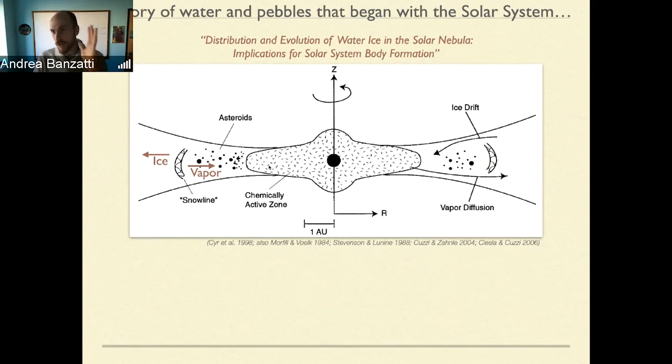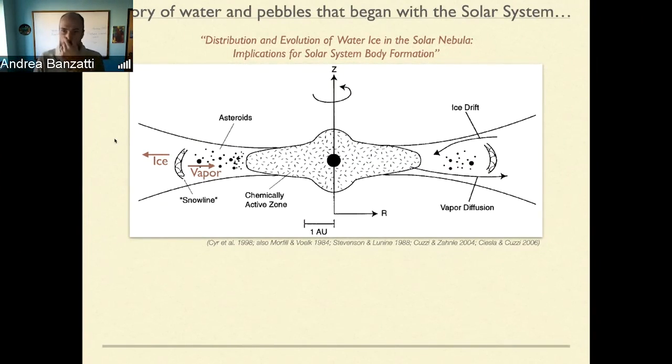Then there is a hotter, even closer region to the star, identified as being very chemically active. And on this side, we can see some fundamental dynamical processes. In particular, the drift of icy particles from the colder outer disk all the way to inside the snowline. So ice would sublimate and become vapor, and vapor would diffuse outward.